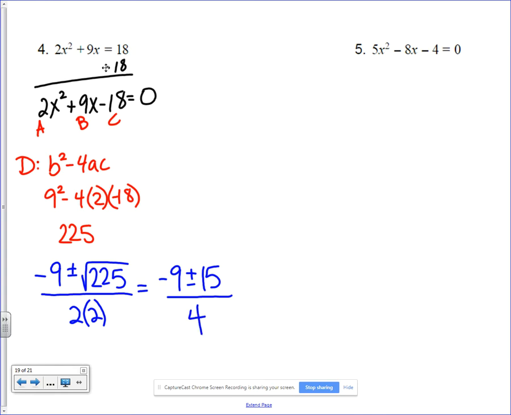Numerator first. Do you guys want to do the plus 15 first or the minus 15? Okay, negative 9 plus 15. 6 divided by 4. 1.5. That is a rational number. 1.5 is nice. It stops. It terminates, right? It ends right there. If you wanted to write 1 and 1/2, you could do that as well. Other answer now. Negative 9 minus that 15 divided by 4.